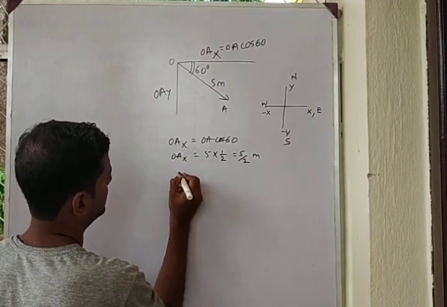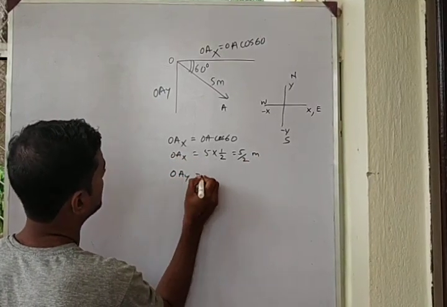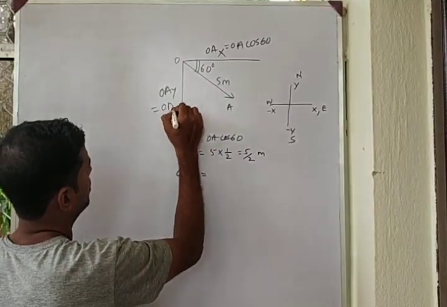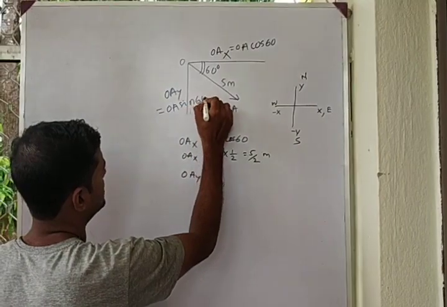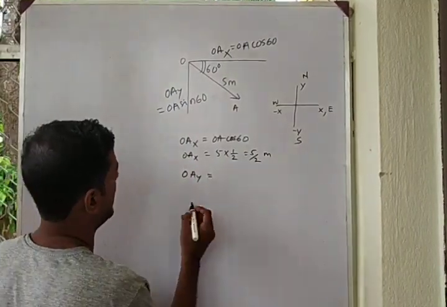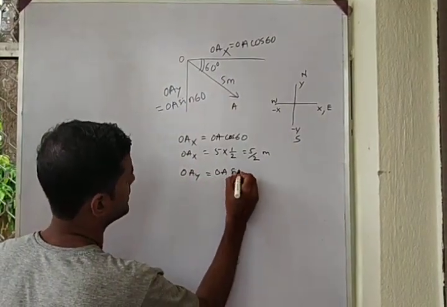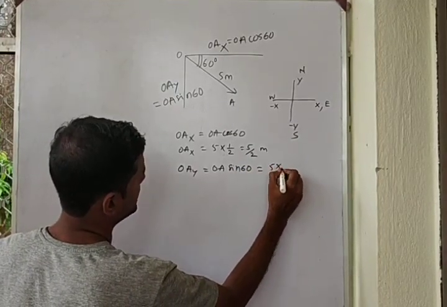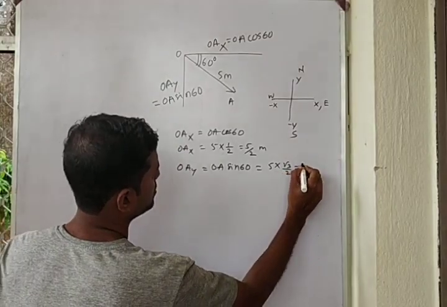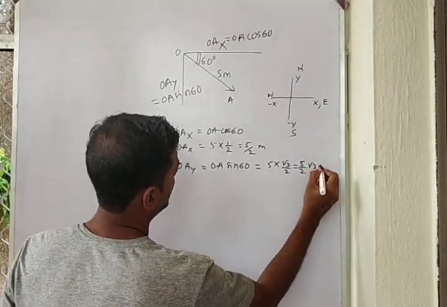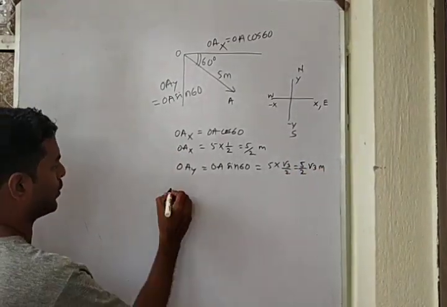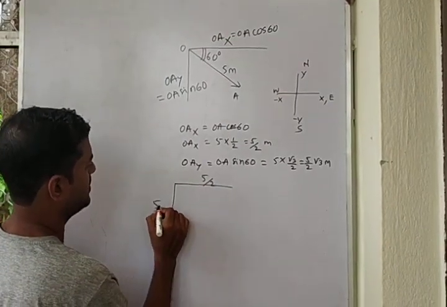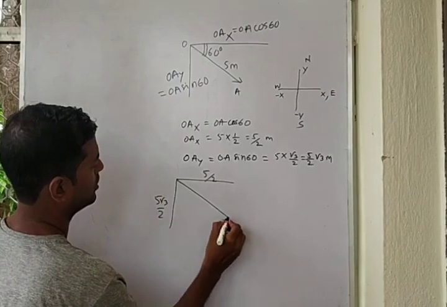And always right. Similarly OAy. The side to which the theta is not attached becomes sine. OA sin 60. So OAy equal to OA sin 60, which is equal to OA is 5 and sin 60 is root 3 by 2. So this will become 5 by 2 root 3 meter. So I will get two components. This is 5 by 2 and this is 5 root 3 by 2 for OA.